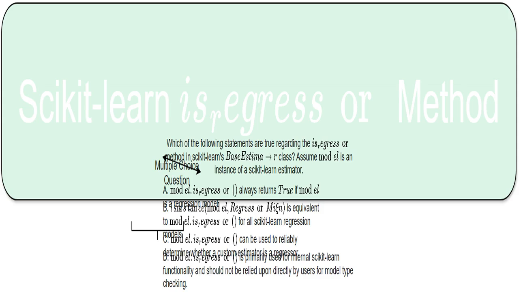This refers to a method in the scikit-learn library used to check if a machine learning model is designed for regression tasks. Think of it as a built-in label for model type. I'll explain how reliable it is in the following questions. Let's dive in. This statement is correct.